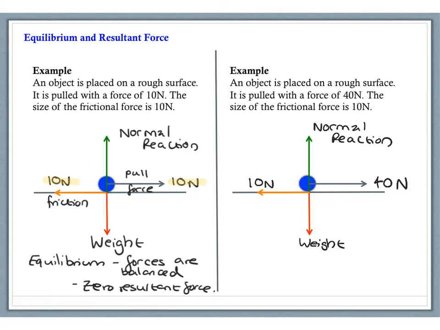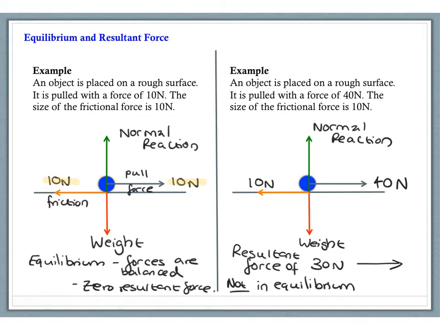Now this time there is a resultant force of 30 newtons in this direction, going left to right. This means that the object is not in equilibrium, and we can see that forces are not balanced. As a result, there will be an acceleration, and we'll talk in a little bit more detail about how to calculate this acceleration.